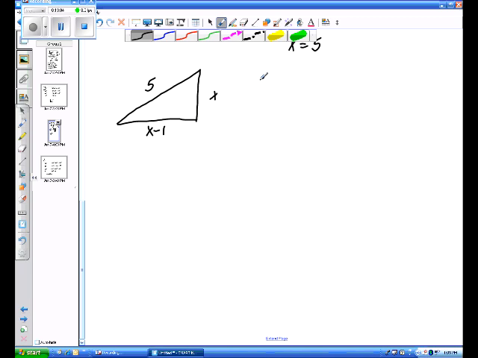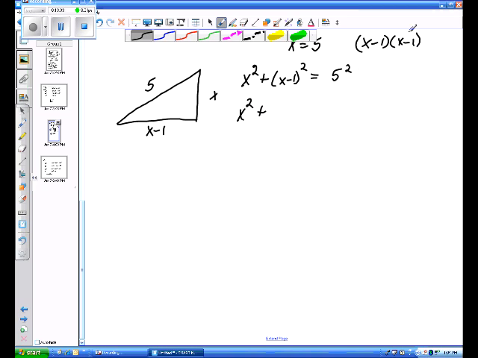So our formula says the sum of the squares of the legs, so x squared plus x minus 1 squared equals the hypotenuse squared. We're going to square this, so we have x squared. Now, when we square a binomial, remember you go back and you use your distributive property, or some of you learned the word FOIL, and so we would multiply x minus 1 times x minus 1.